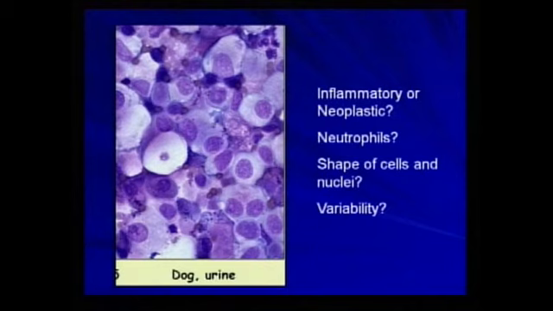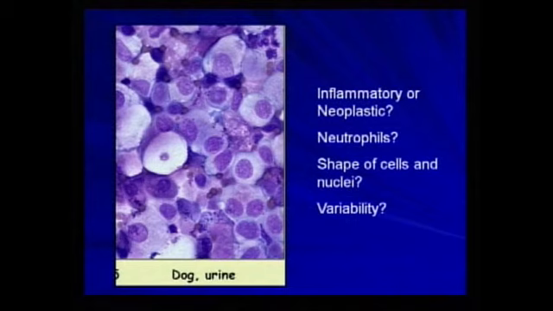Okay, we're looking at the urine of a dog. Let's just go through the steps. Obviously, we have a well-stained, adequately cellular smear. I would suggest, based on the fact that we can see numerous bacteria as well, the cells are crowded, that this is a spun urine sample from a dog, which concentrates everything.